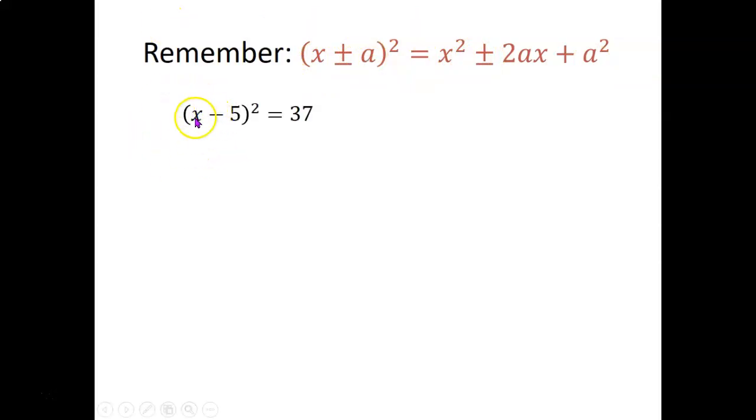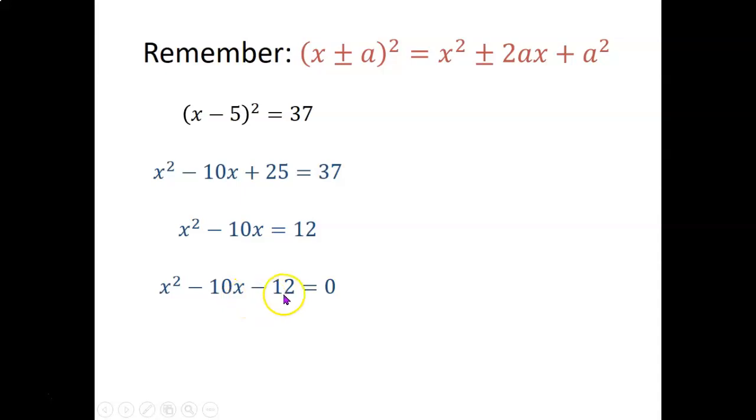So for example, if we started with x minus 5 squared as one side of the equation, we could multiply that out and it would be x squared minus 10x plus 25. Starts with x squared, ends with 5 squared, has 5 times x times 2 in the middle. And then from here, we could either subtract 25 from both sides and write it as x squared minus 10x equals 12. Or we could subtract that 12 and get x squared minus 10x minus 12 equals 0.